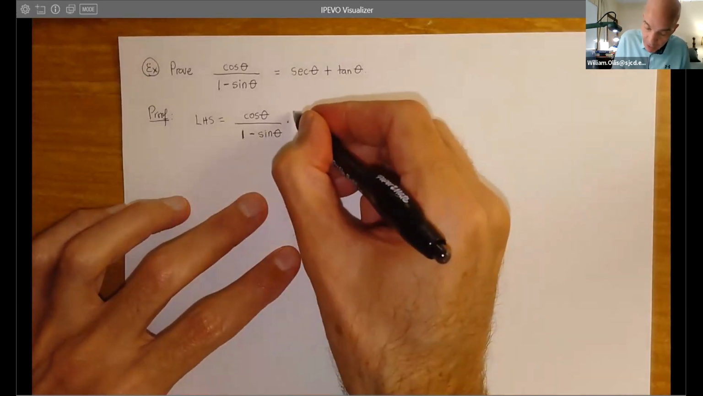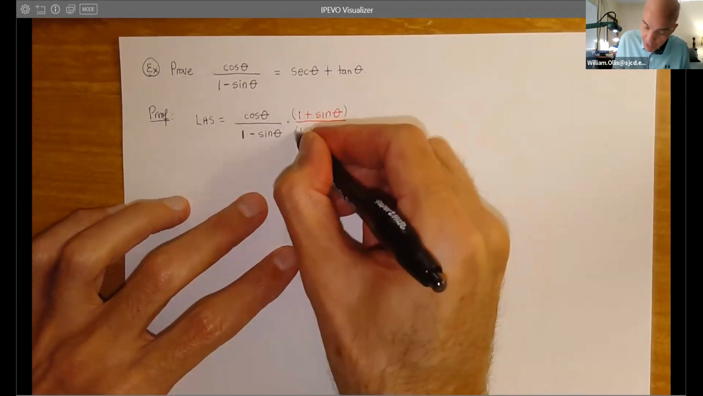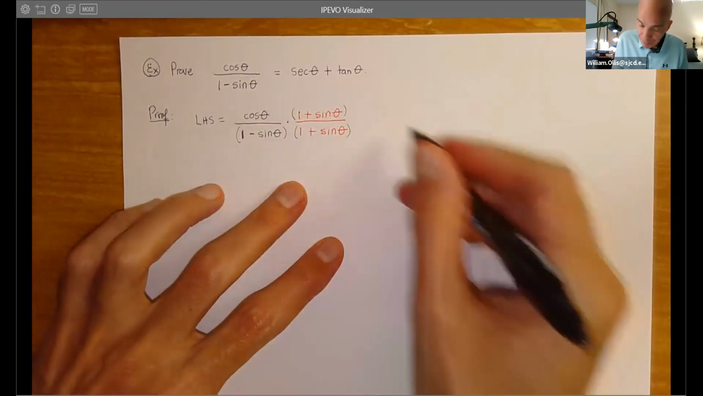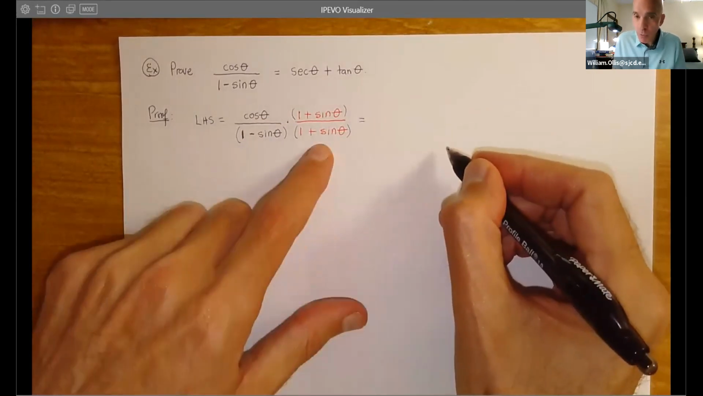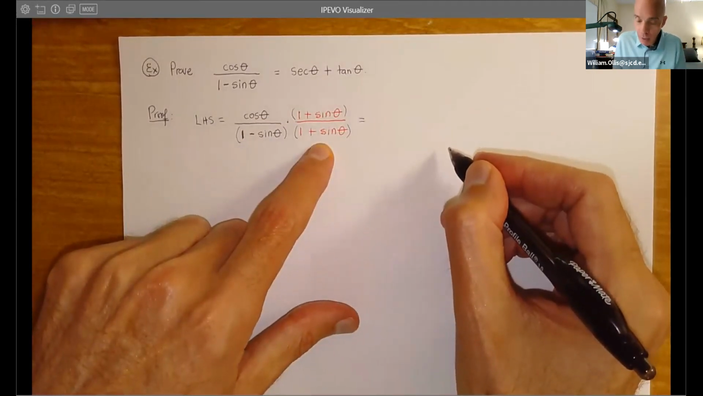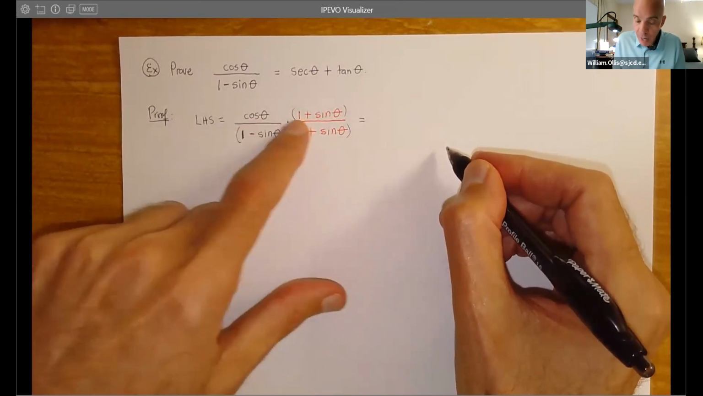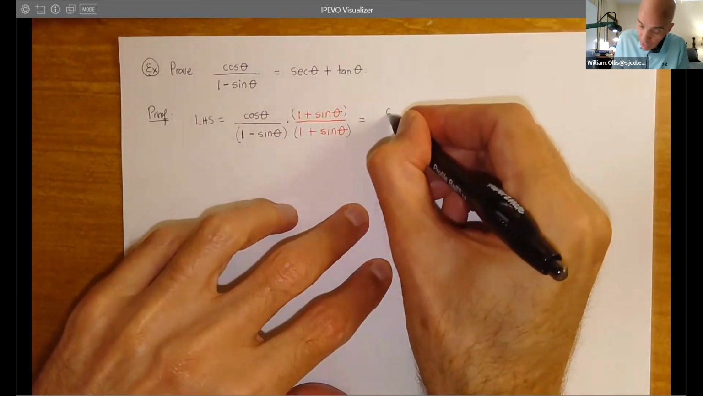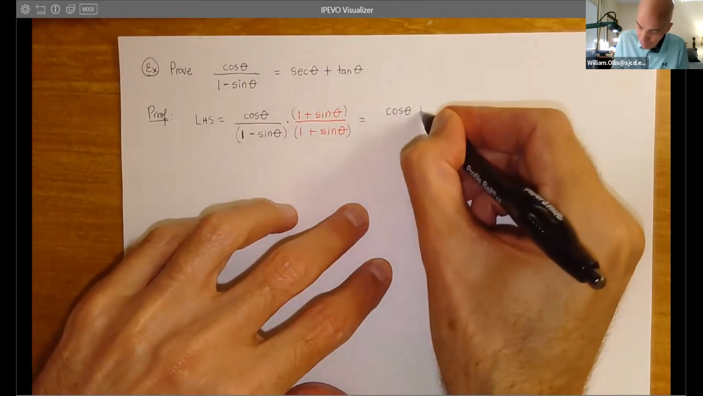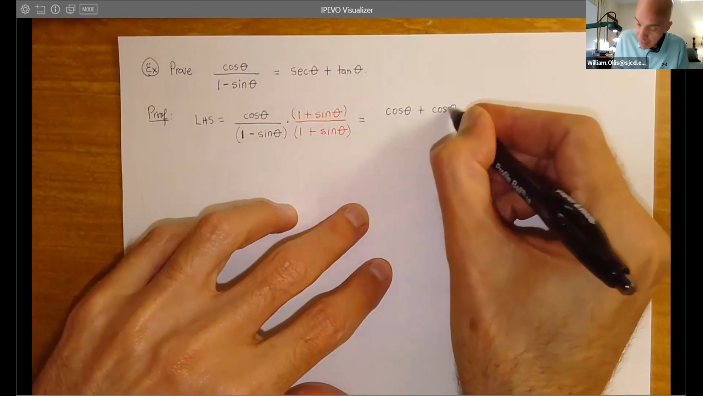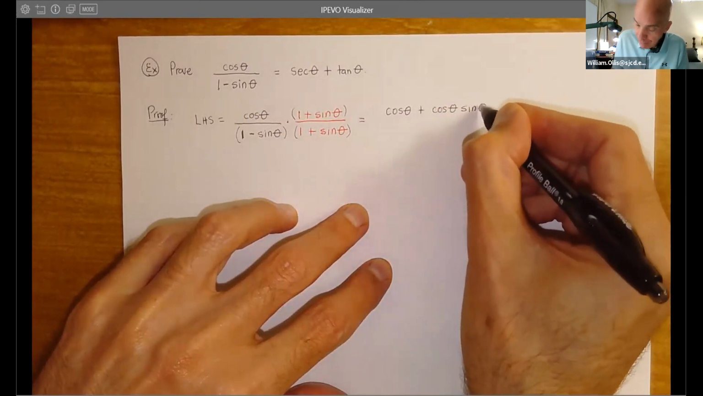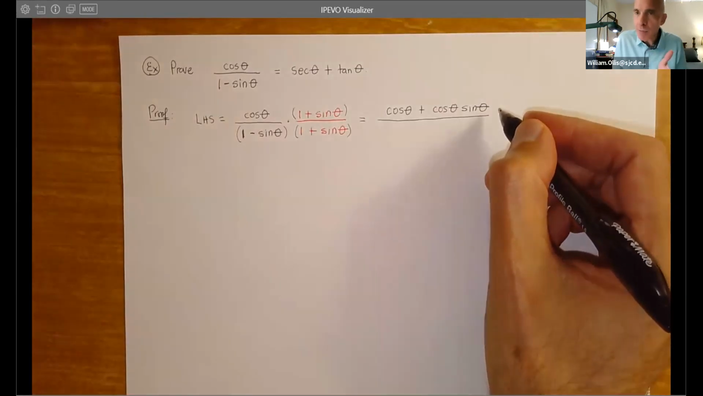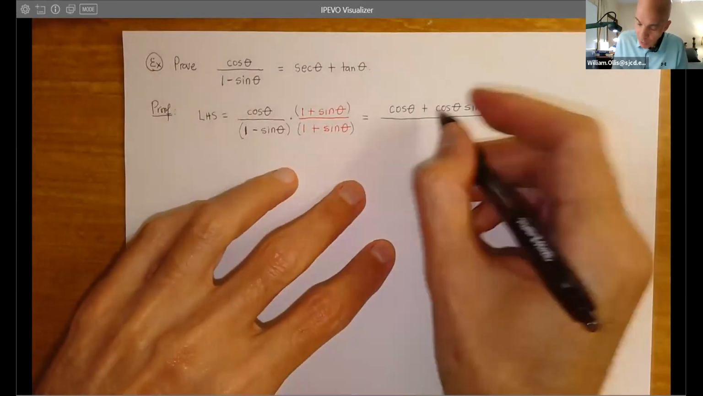So we can go ahead and put in some parentheses if you like, so you know that we expand this correctly. Now we have our convenient 1, and then we have cosine times 1 plus cosine times sine. So when we multiply, we get cosine theta plus cosine theta times sine theta. And then, of course, downstairs, same song and dance, 1 minus sine squared.